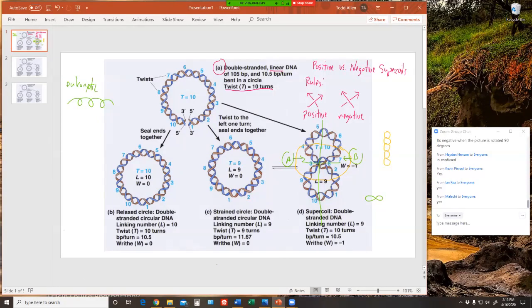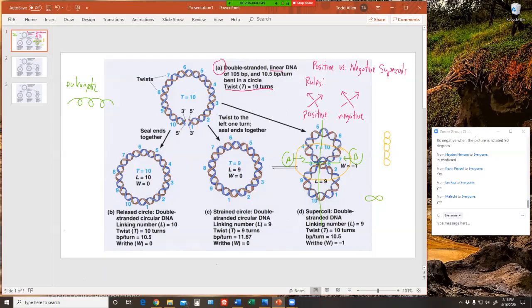Notice that in pictures B and C, there are no supercoils, right? B does not have any supercoils. C does not have any supercoils. And in each respective case, the linking number equals the twist, right? 10 and 10, or 9 and 9. So what I'm saying is that when you have a piece of circular DNA without supercoils, the linking number and the twist are going to be the same.